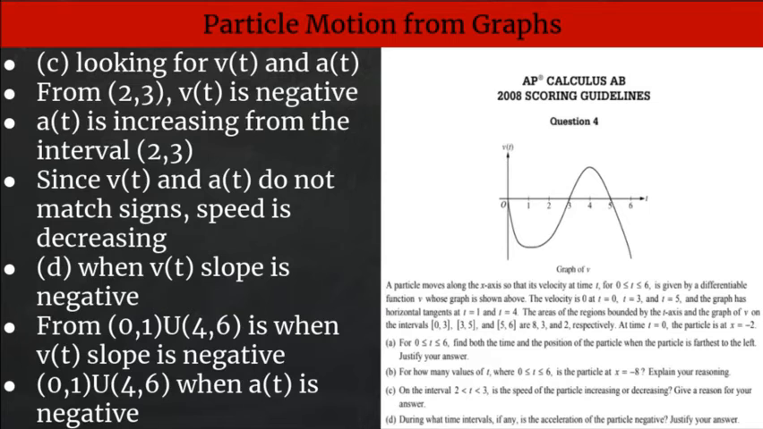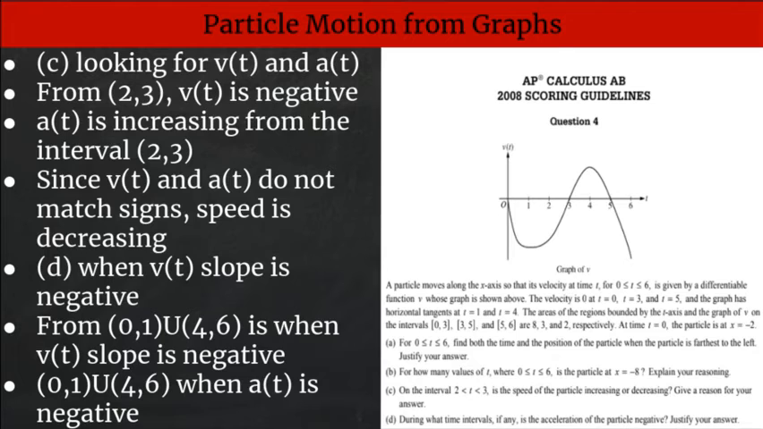So part C is asking, on the interval 2 to 3, is the speed of the particle increasing or decreasing? Give a reason for your answer. So we are looking for velocity and acceleration, and from 2 to 3, the velocity is negative and the acceleration is increasing on the interval 2 to 3. And since the velocity and acceleration signs do not match, the speed is decreasing.